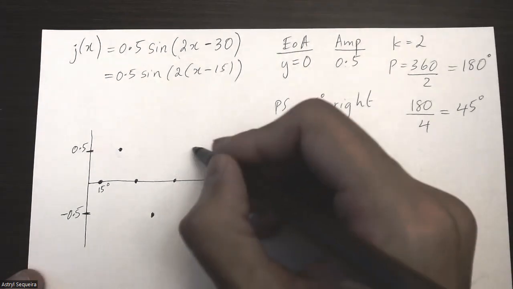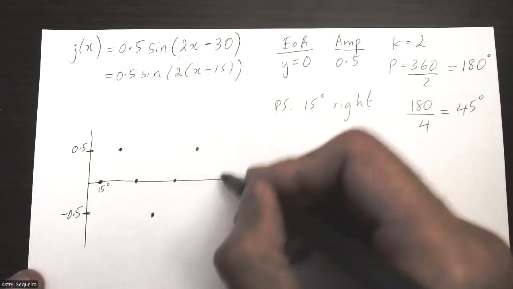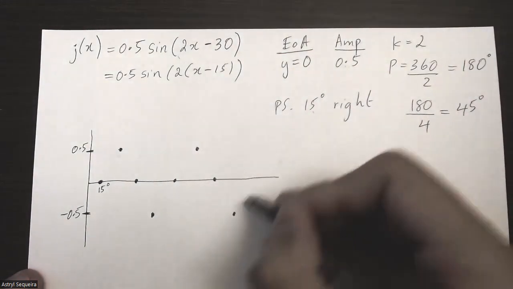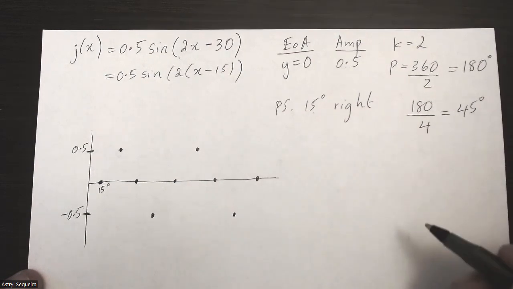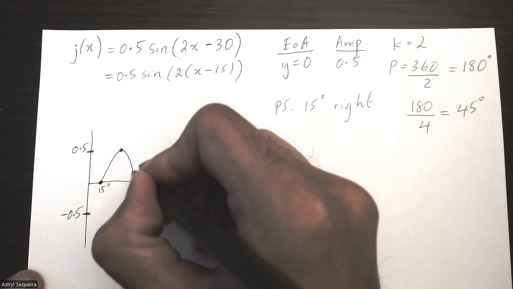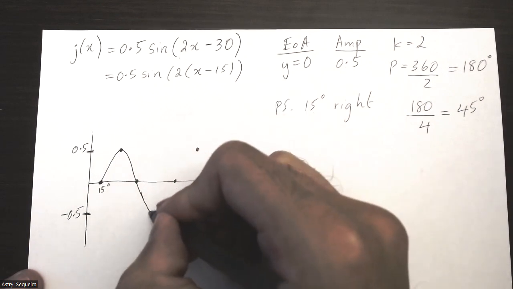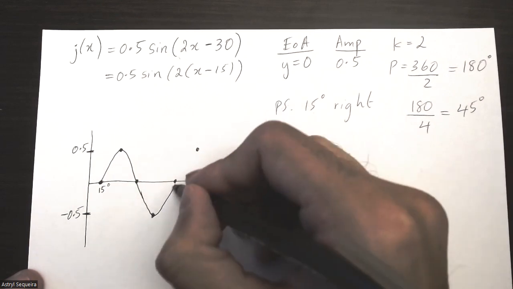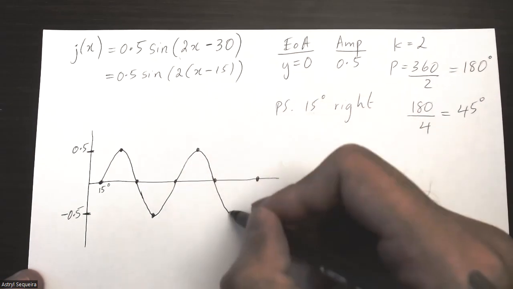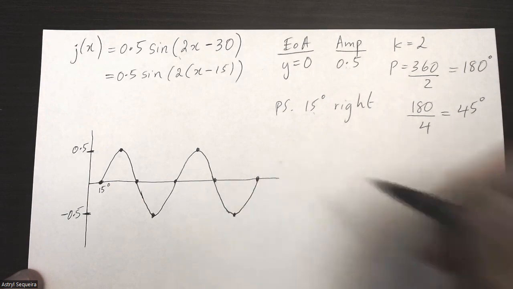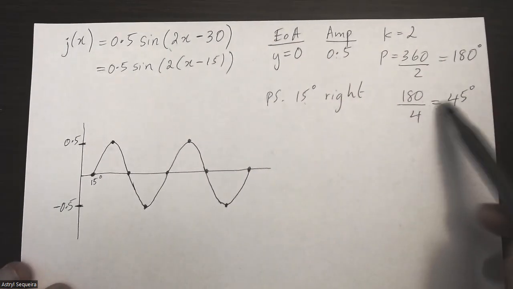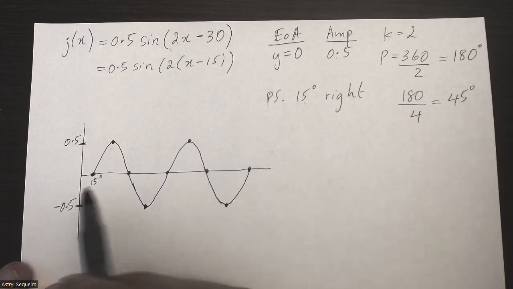And then let me do the next cycle: max, axis, min, axis. So that's 2 cycles over there. I will sketch this out. And that is 2 cycles. And now I just want to label my x values. Remember, each key point is 45 degrees ahead of the next one.